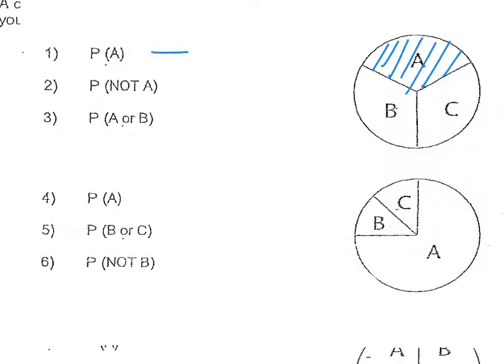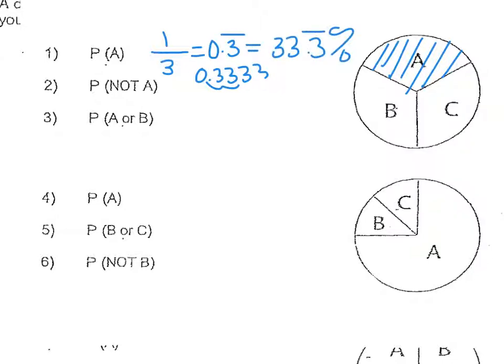So the total possibilities of sections you could hit are 3. And A is one of those 3 sections. So the probability that you would hit section A would be 1 out of 3. If you divide that, you get 0.3 repeating, and if we move the decimal 2 places, that's 33.3 repeating percent.